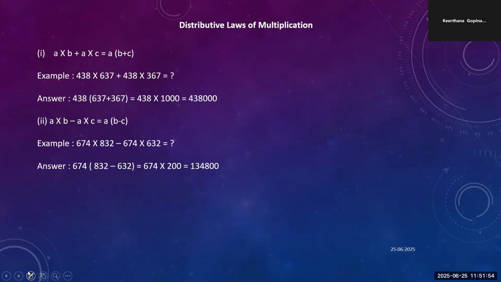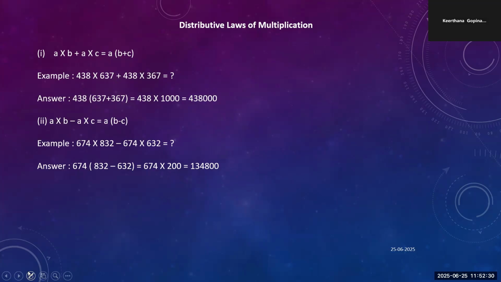Distributive laws of multiplication. This is what I was talking about. A into B plus C equals A into B plus A into C. That's all I was saying. This was the rule I was telling you, Kirtana. A into B plus C is always equal to AB plus AC. That's a simple rule in multiplication.